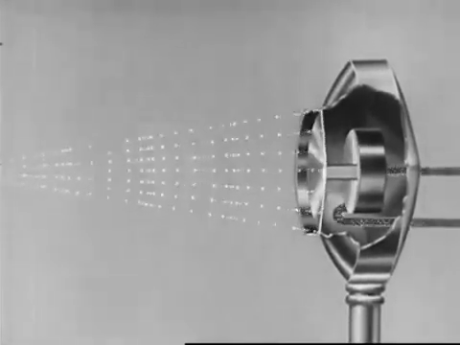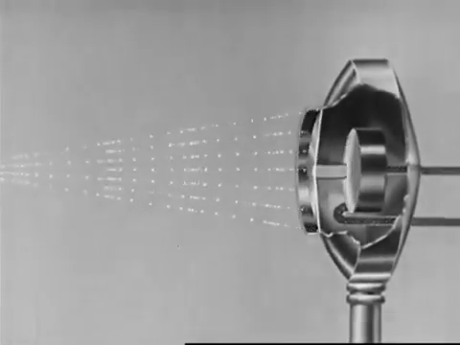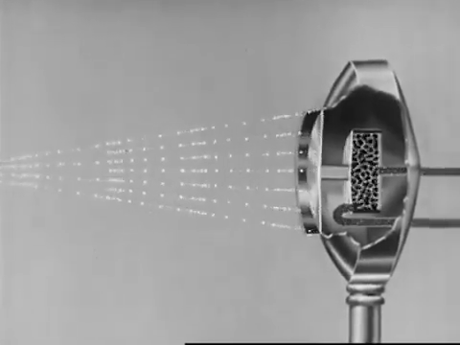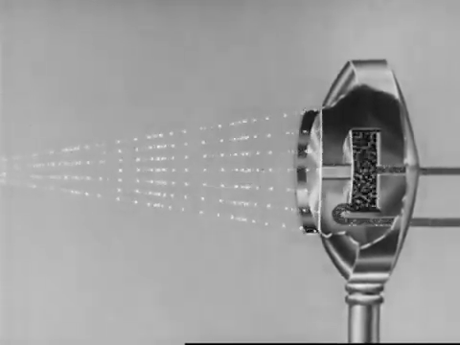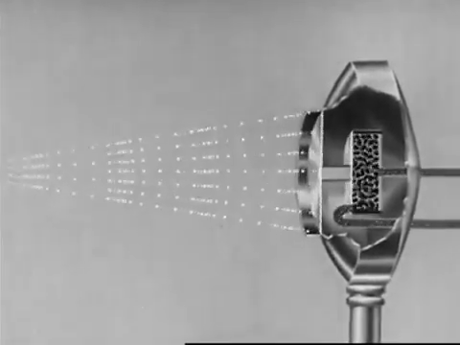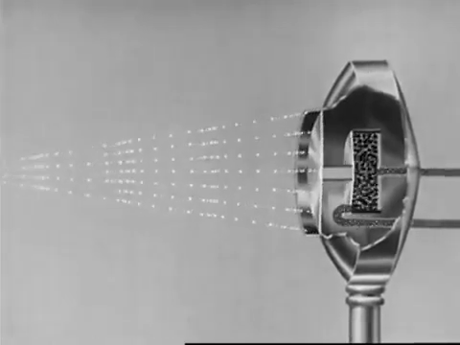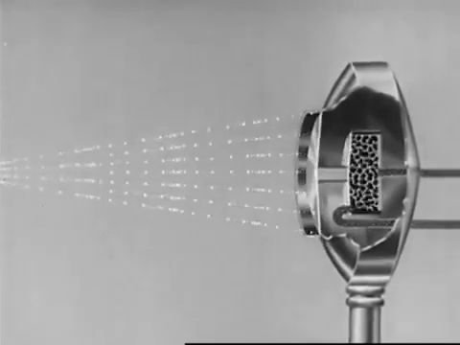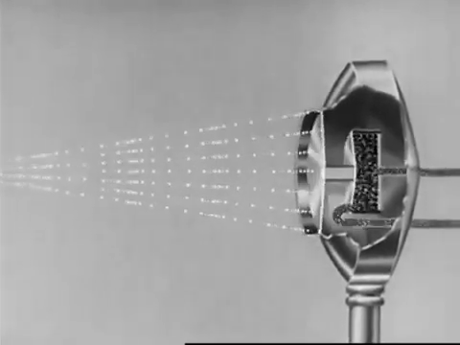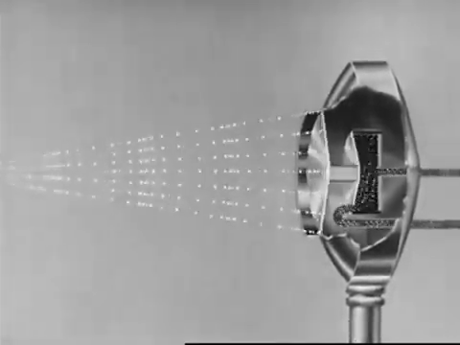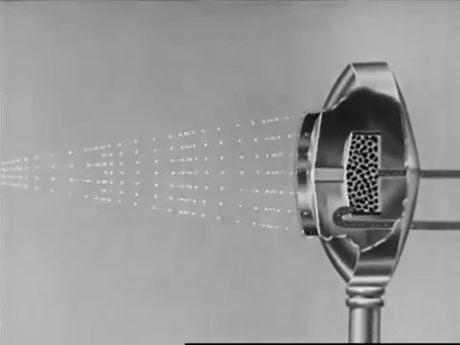In the carbon microphone, each time the sound waves push the diaphragm in, it presses upon a mass of carbon granules and reduces their resistance to the flow of electricity. Thus, more electrons can flow in the circuit. Each time the diaphragm moves out, the carbon granules separate. The resistance to the current is increased. Now, fewer electrons can flow in the circuit.